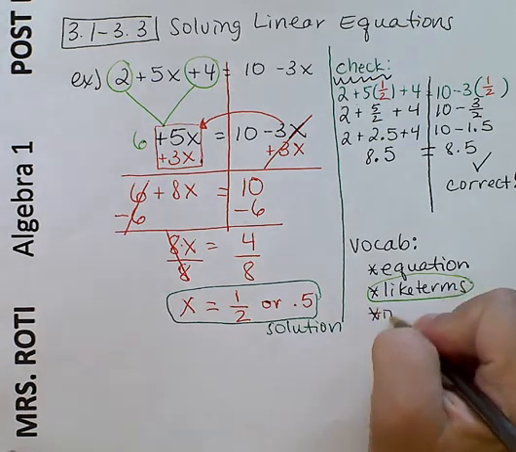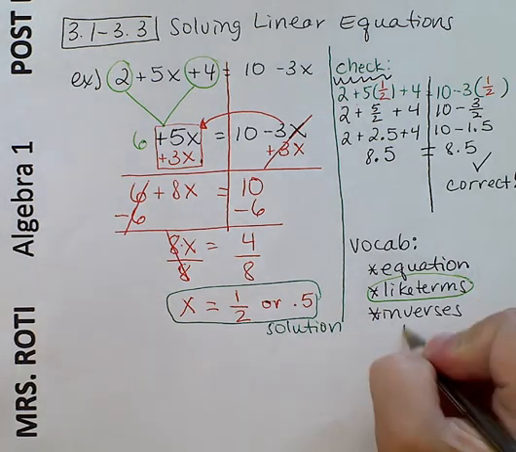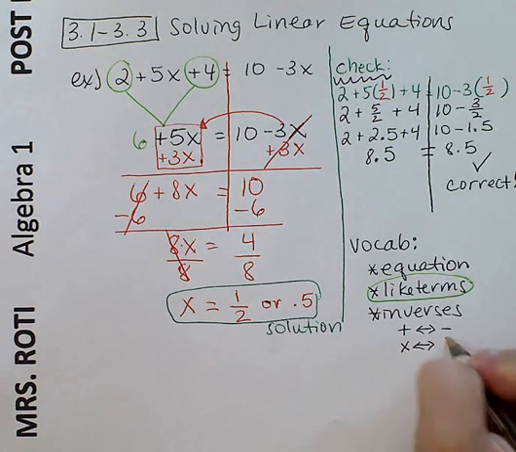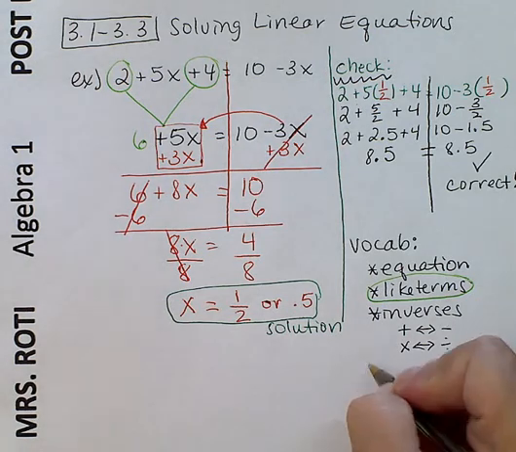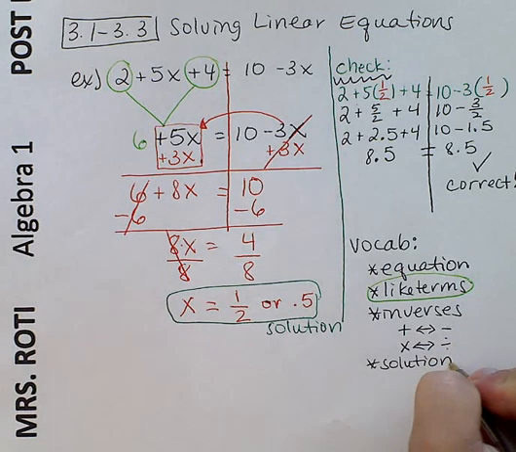And then I'm sure you're comfortable with the term inverses. Adding is the inverse of subtraction. Multiplication is the inverse of division. Remember, we always use the same number, just a different operation. And finally, your final answer is called the solution. And we can check the solution by plugging it back in.